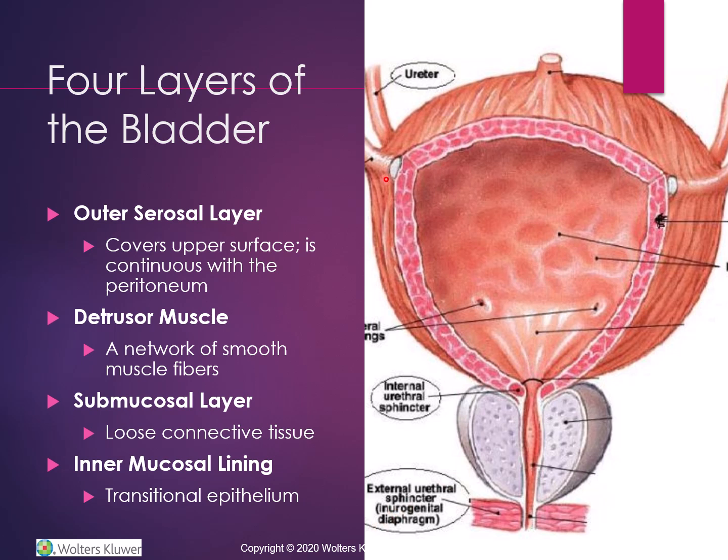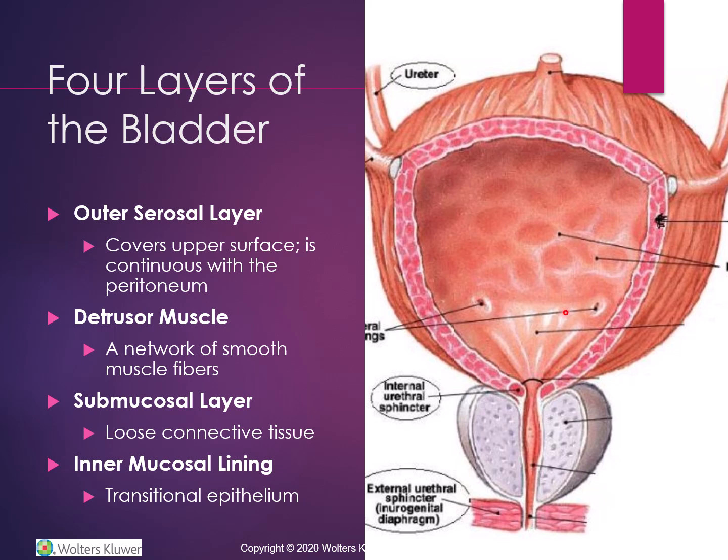So within the wall of the bladder as well, there are several layers. So four layers of the bladder wall. There's the outer, or what we call the serosal layer, out here. It covers the upper surface. It's a meshwork of loose connective tissue, and it's continuous with the peritoneum within the abdominal cavity. The next layer is what we call the detrusor muscle. This is the smooth muscle fibers that allow for expansion and contraction of the bladder.